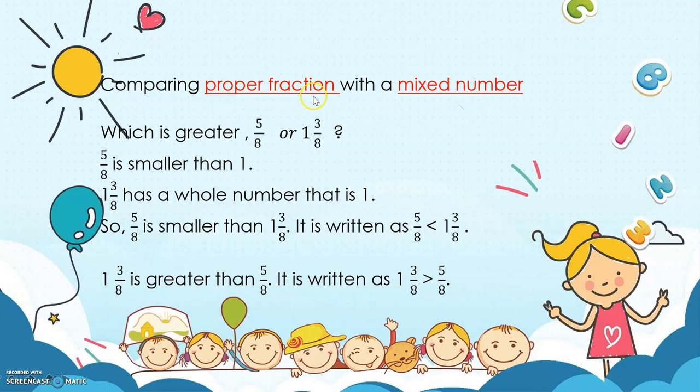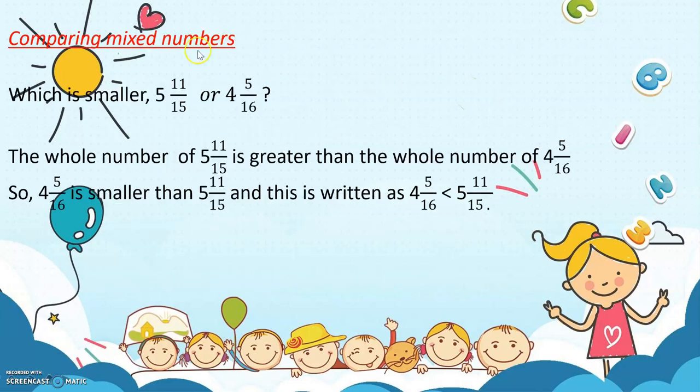Okay, so we have a proper fraction. Let's compare proper fraction and mixed number. We finish here. Sorry. Comparing mixed numbers. So there are same mixed numbers, which is smaller? 5 and 11/15 or 4 and 5/16. The whole number of 5 and 11/15 is greater than the whole number of 4 and 5/16. So this is the whole number 5 and this is 4. 4 is the whole number. That's why 4 and 5/16 is smaller than 5 and 11/15. And this is written as 4 and 5/16 is smaller than 5 and 11/15, because we look at the whole number. Okay?